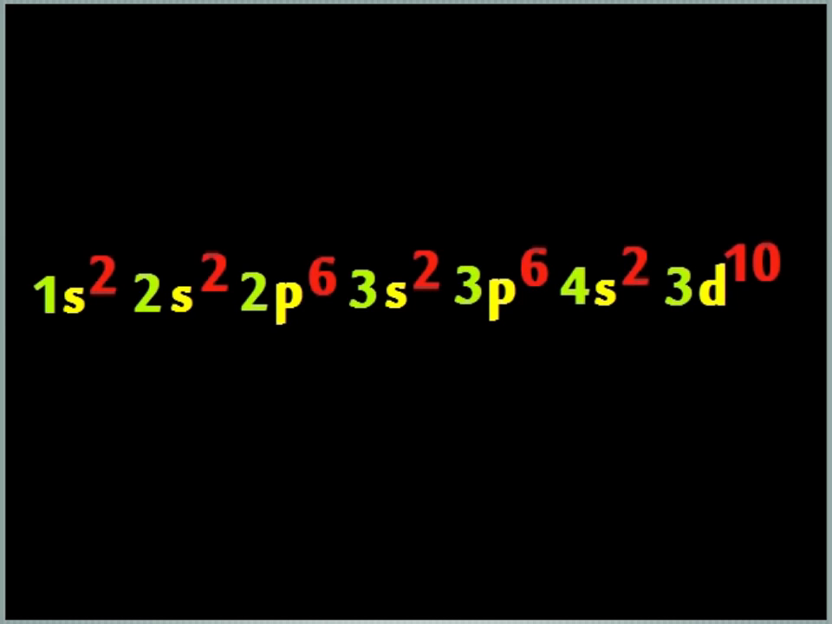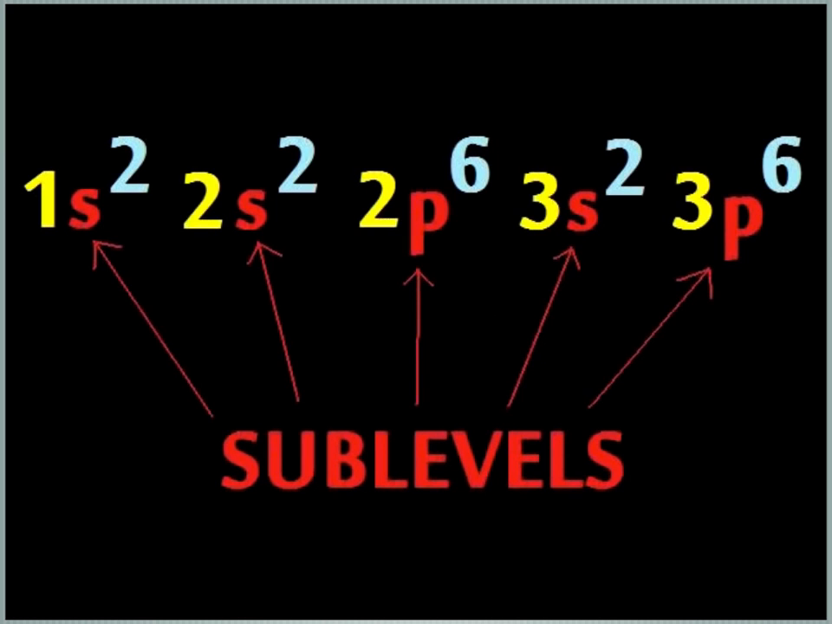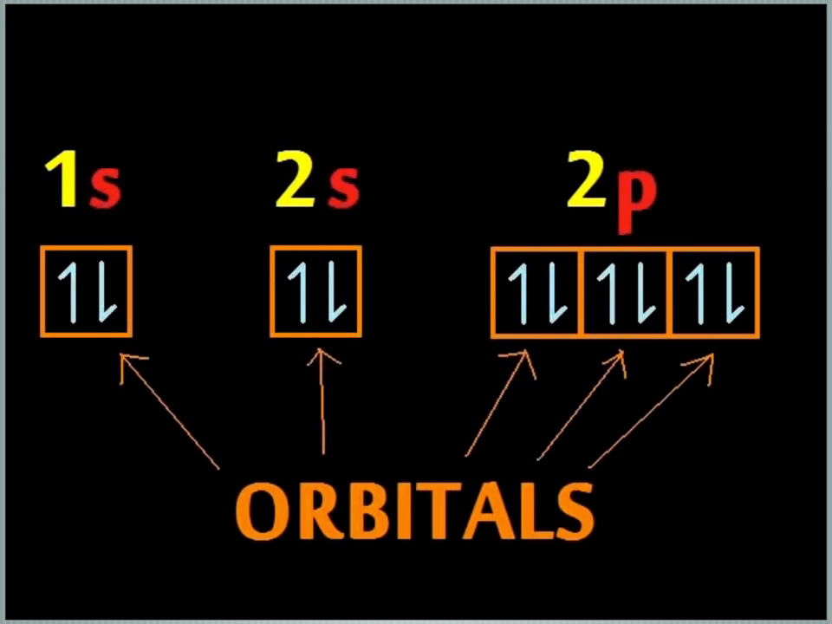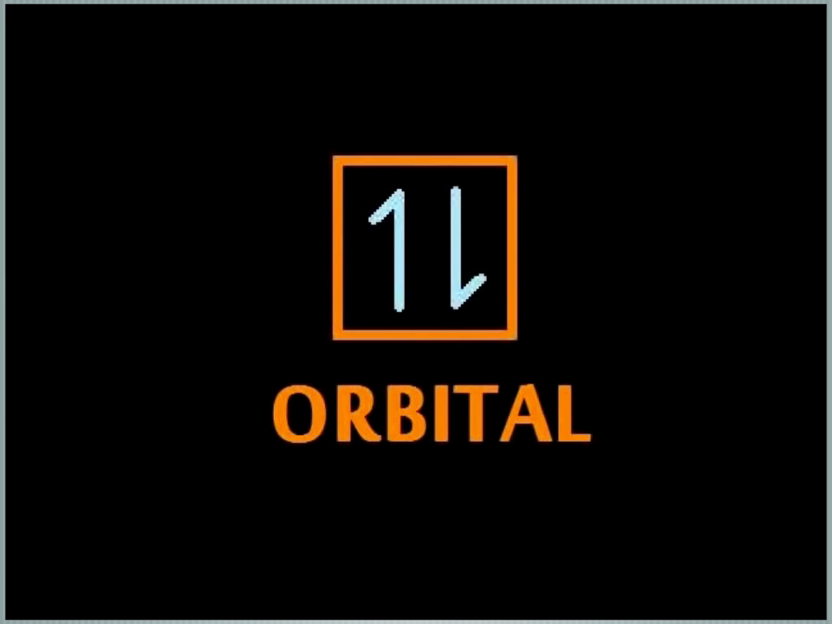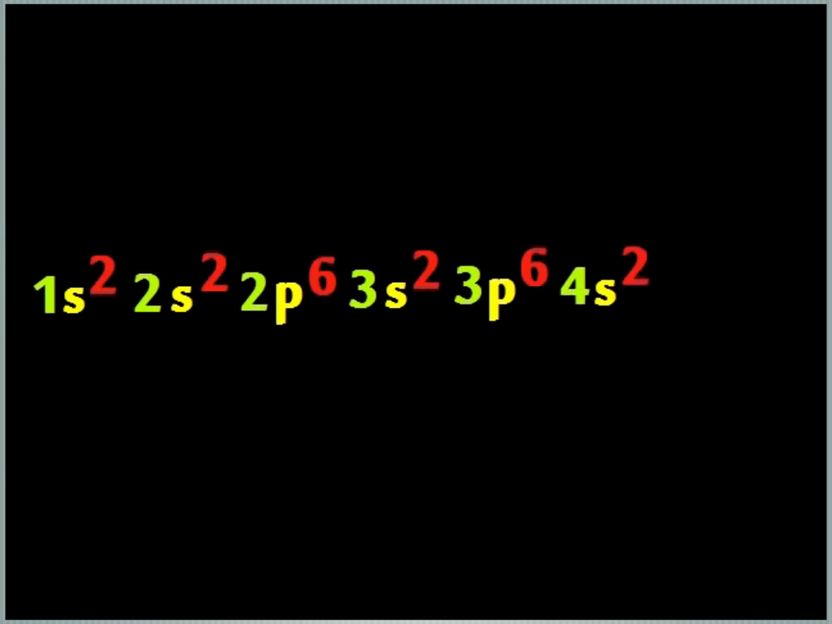Electrons are found outside the nucleus. They zip around in energy levels, which are made up of sublevels, which can then be broken down into orbitals, and 2 electrons per orbital. Each one has opposite spin. And it's 1s2, 2s2, 2p6, 3s2, 3p6, 4s2, 3d10.